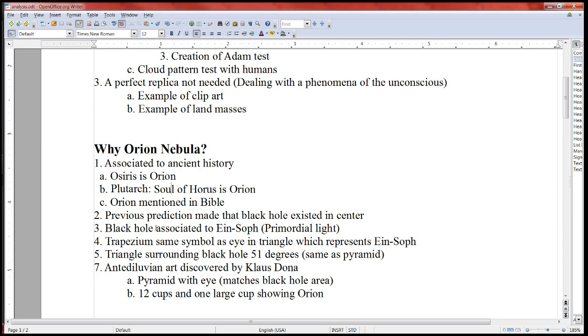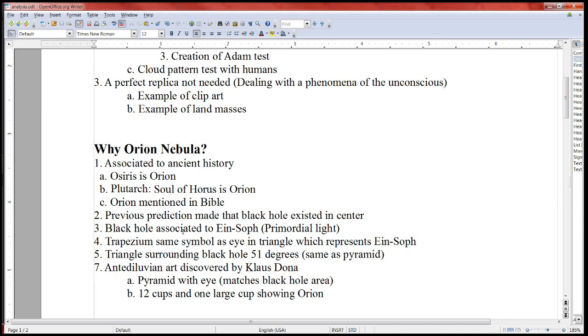Number two is that, based on the other repeatable instances that we've seen, a prediction was made that a black hole exists in the center of the Orion Nebula. The reason this is important is because 1 year later, NASA confirmed this prediction. And that yields credibility to the fact that we did discover that there was a vortex in there, and it was later confirmed by NASA.